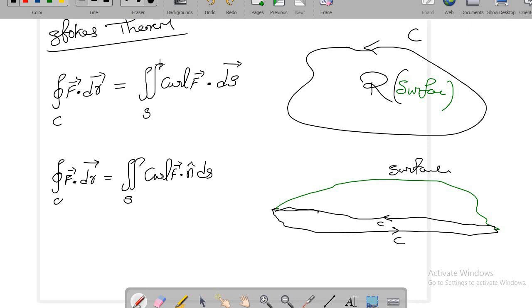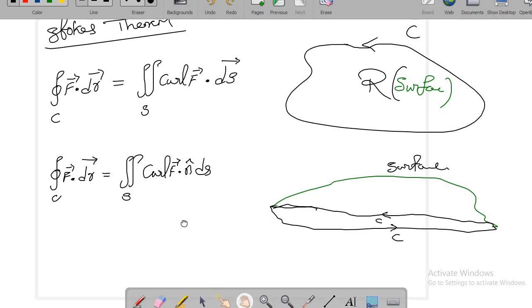Some people may write dS itself as a vector, but some people will write n cap into dS as a scalar. And when it comes to Stokes theorem, if you are asked to evaluate over a surface, then you can shift to a line integral, because instead of working on a surface integral, it is easy to work along a line. So from this surface you directly move to the line and you do it.